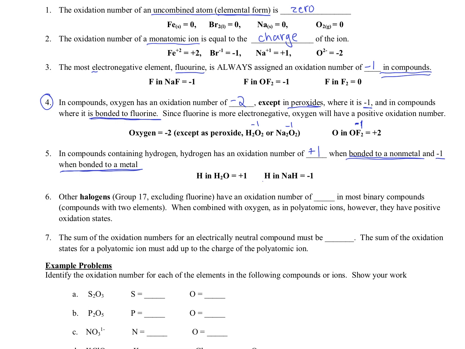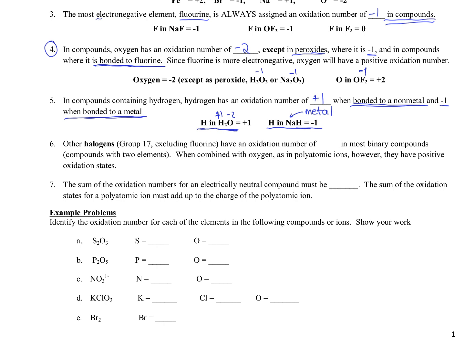There is one listed here. Hydrogen in the compound sodium hydride is -1 because the hydrogen is bonded to a metal. Most of the time, we see hydrogen covalently bonded to a nonmetal. So here, in water, hydrogen has an oxidation number of +1, and the oxygen is -2 because it's oxygen in a compound.